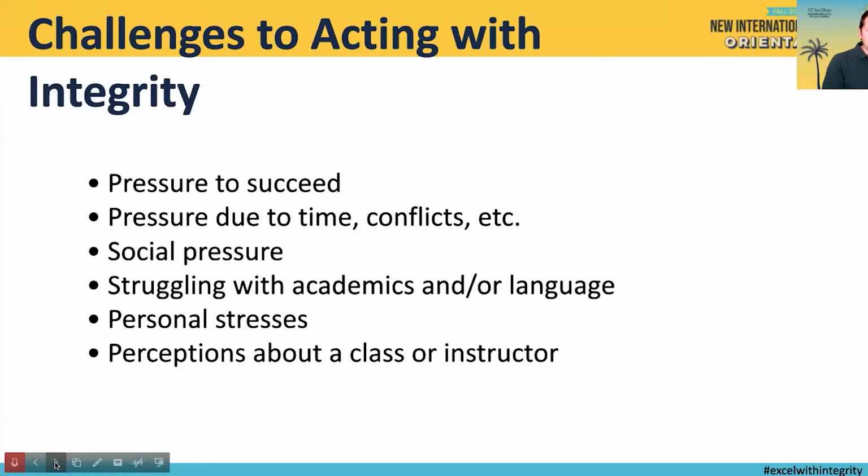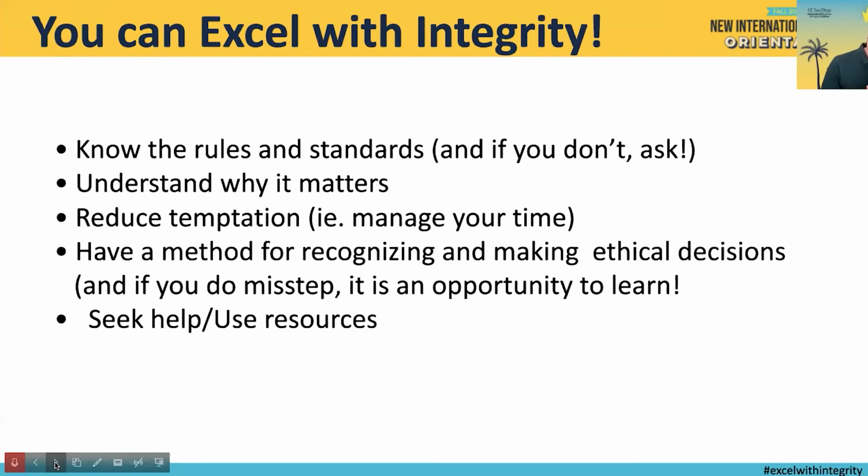Next slide, please. So we've got to be proactive, and that proactiveness takes the form of knowing the rules and standards, or asking for clarity on what they are, rather than assuming. Get familiar with the policy on the integrity of scholarship and the integrity of research policies. Make sure that you fully understand syllabi and assignment prompts. Understand why it matters to know what the rules are and what the expectations are.